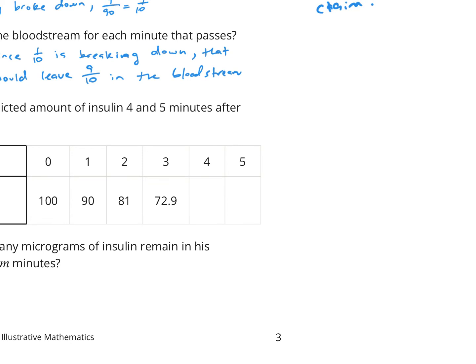So to figure out 4 minutes, I know that I'm going to take 72.9 and I'm going to multiply that by 9/10 because I want to know how much is remaining each time. And when I multiply that, I get 65.61. So I know this is 65.61. Again, to figure out 5, I'm going to do 65.61 times 9/10. And that's about 59.05.